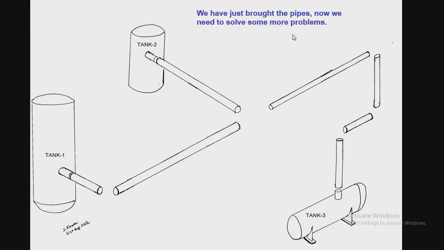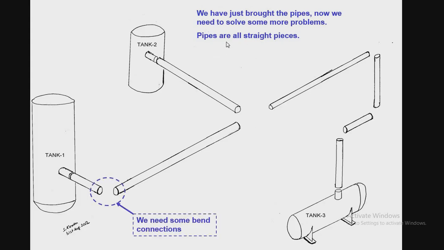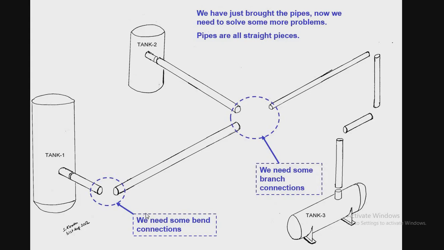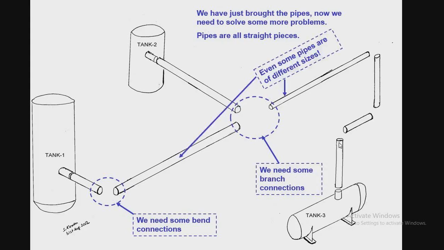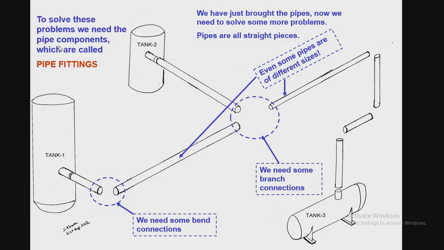Now we need to solve some more problems. What is the problems here? Connection between pipes. How to connect these pipes. As we said before in the last video, we use fittings to connect the pipes, because these pipes are straight pieces. Here we need some bend connection. Here we need some branch connections. Even some pipes are of different size. This size differs than this size. To solve these problems, we need the pipe components, which are called pipe fittings.